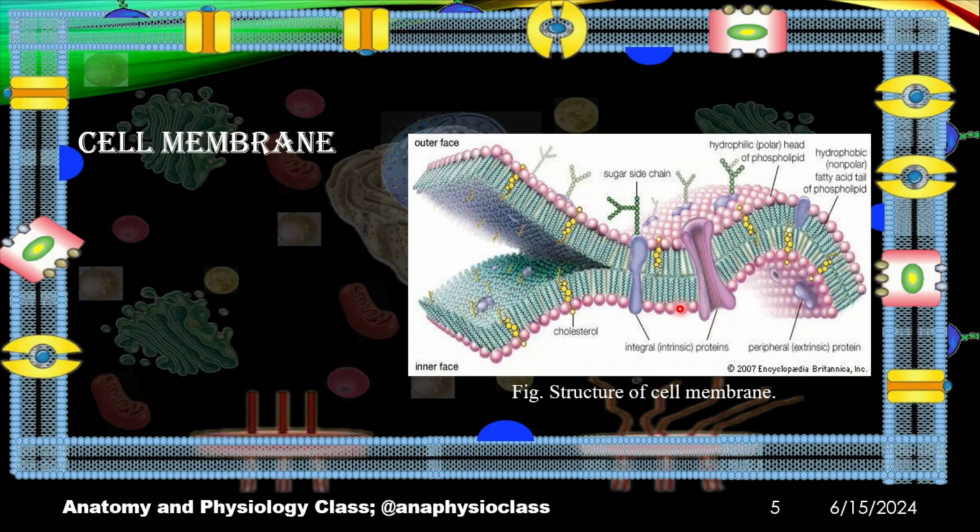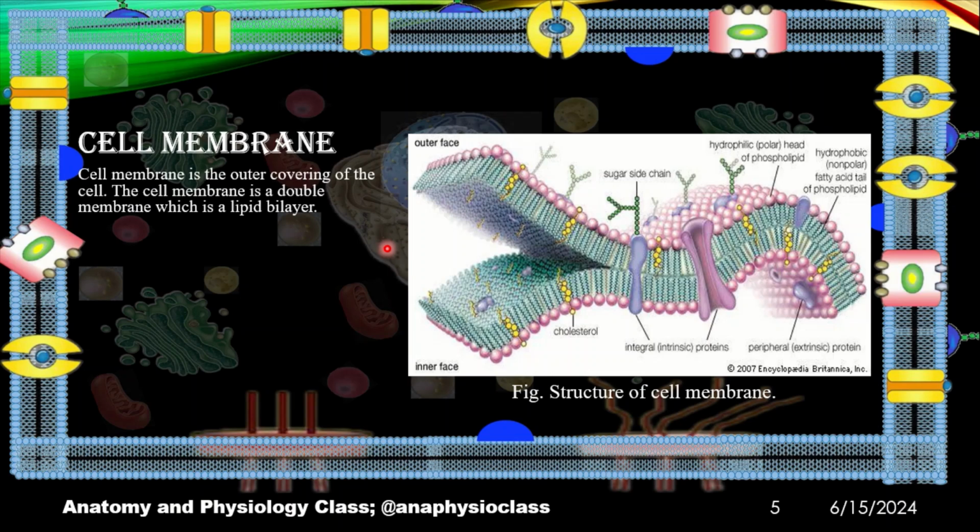So the cell membrane is the outer covering of the cell, and the cell membrane is a double-layered membrane, hence called the lipid bilayer. We'll explain what lipid bilayer means. The cell membrane has so many chemical components present on it. It is made of macromolecules, which include lipids, protein, and carbohydrates.